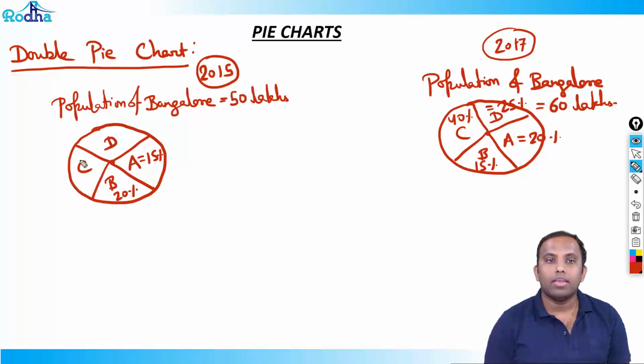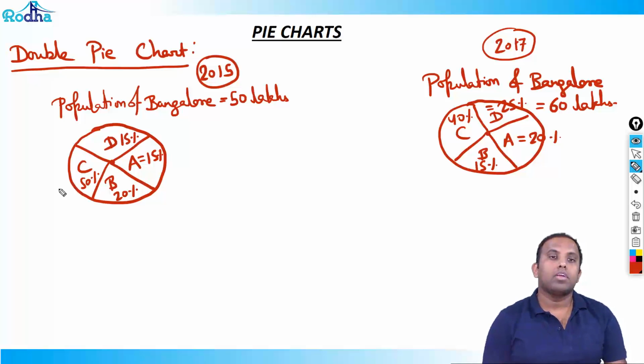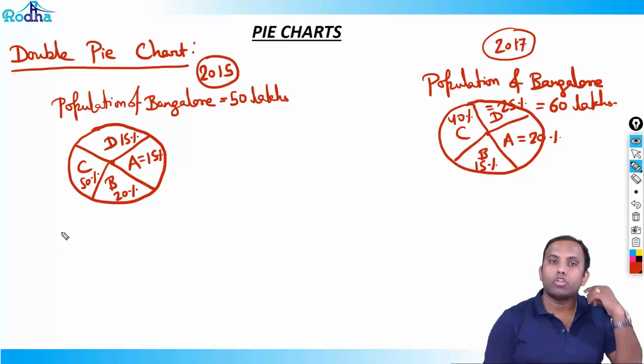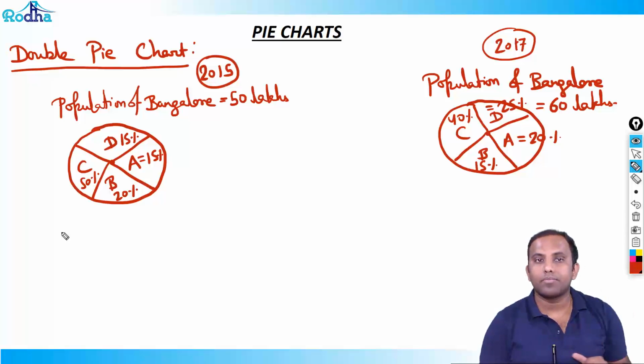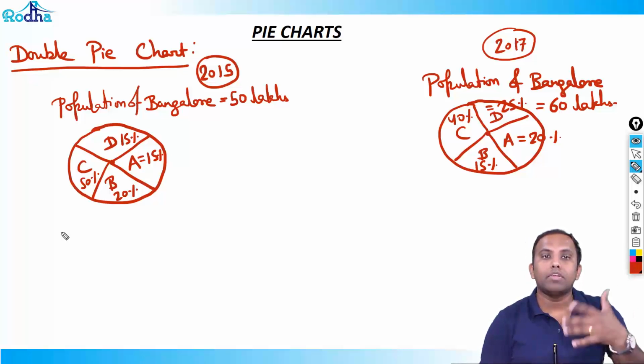Now you see here also, area A has got 15%, area B has got 20%, area C has got 50%, and area D has got 15%. So the total population of Bangalore is 50 lakhs, and there are 4 areas. Area A has 15% of 50 lakhs, area B has 20% of 50 lakhs, area C has 50% of 50 lakhs, and area D has 15% of 50 lakhs.